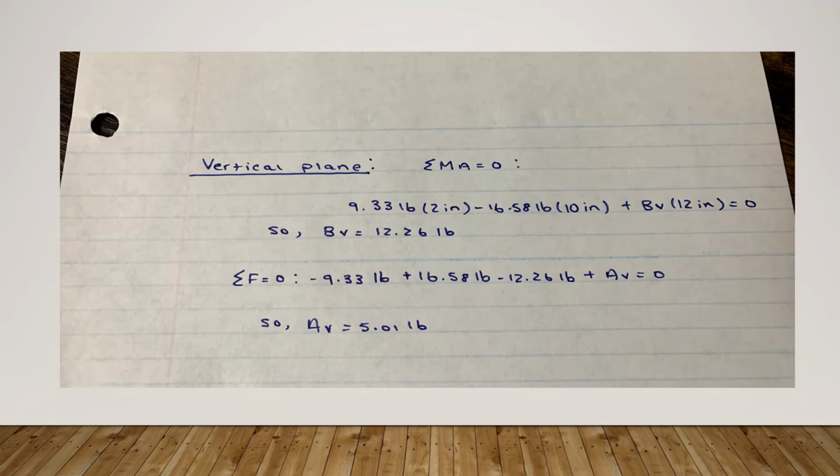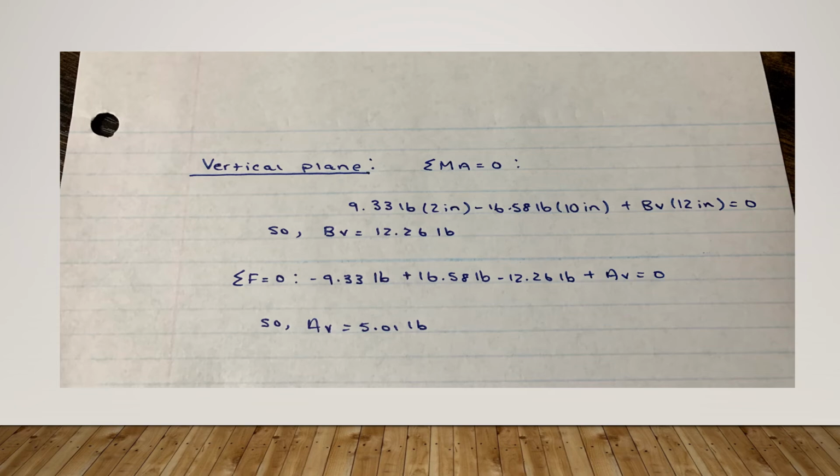So now that we did the horizontal plane, we now have to calculate the values for the vertical plane. So just like the horizontal plane, sigma MA is equal to 0. Then we get 9.33 pounds times the pitch diameter, 2 inches, minus 16.58 times 10 inches, plus BV, which is what we are trying to solve for. So we're going to do BV times 12 inches, and we make this all equal to 0.